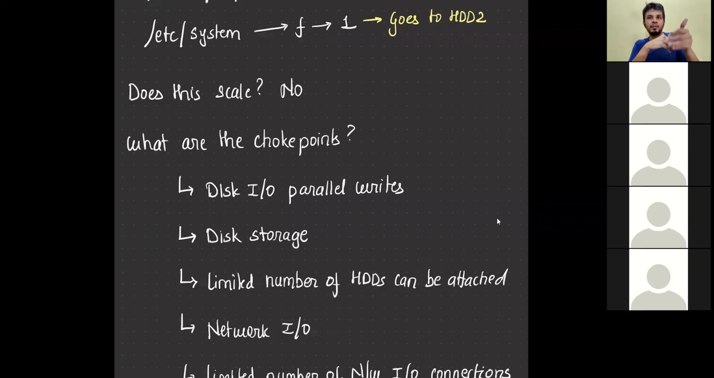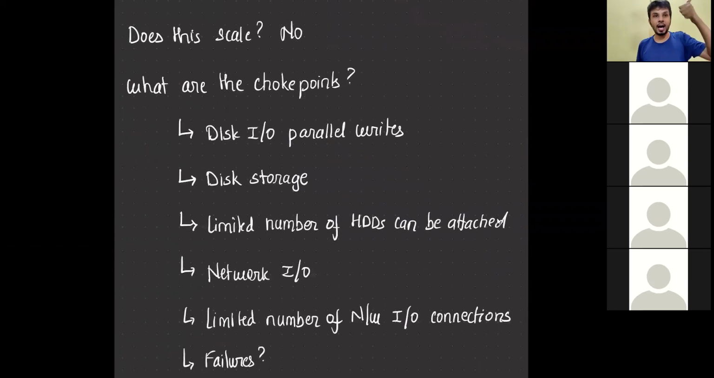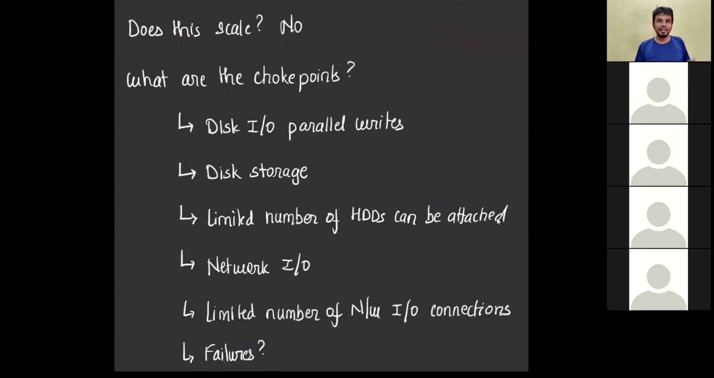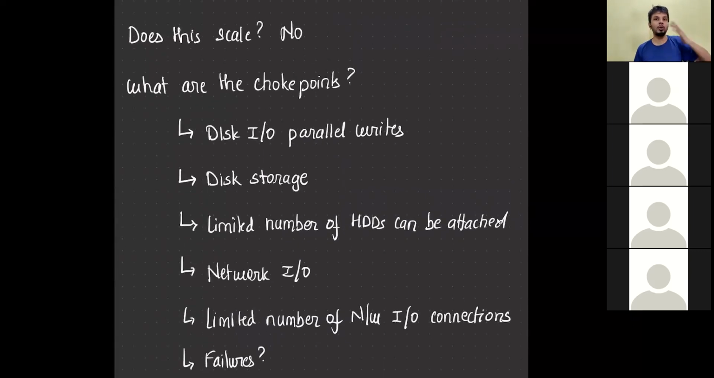But this was an intermittent solution to our problem, where our hard disk was becoming the bottleneck, so we added one more. Now the next part is, does this scale? No, because our disk IO for parallel writes might fail. Our disk storage could be limited. There are a limited number of USB ports in your machine, so you can't add one more, because let's say you have at max 2. So how would you scale that? Then the overall network IO from your user to your API server might become the bottleneck. Then the limited number of network IO connections possible on that server can also be a problem, because right now we're just having one server to serve this. And obviously there are lots of failures: your DB or your disk can crash, your machine can crash, so many things could happen.